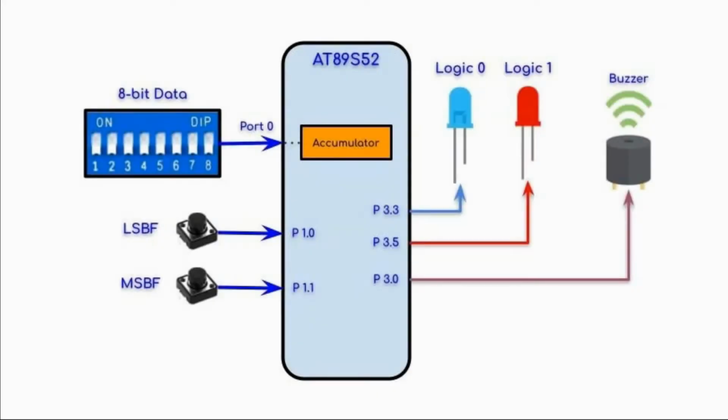A block diagram of the implemented system is shown here. The objective of this system is to convert the input 8-bit parallel data into serial output. And this is done by storing the 8-bit data inside the accumulator and then shifting it out either least significant bit first or the most significant bit first.